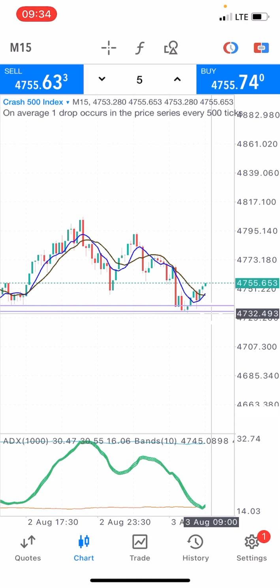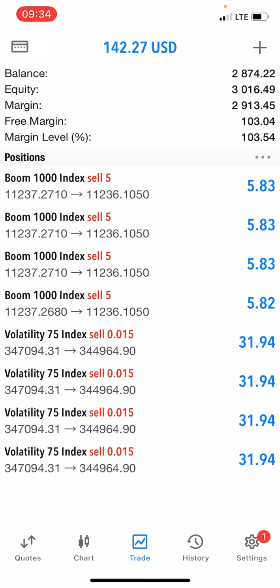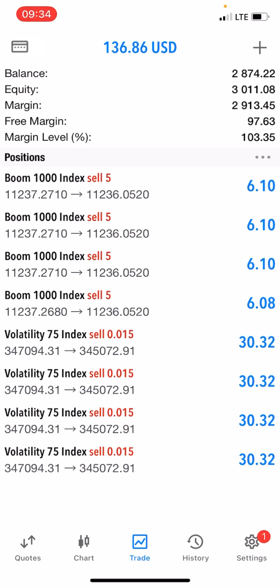I said I was going to show you how this account is doing. Now you see right now, Boom 1000 is on a profit, and this is VIX 75. We are on profit as well, and here is the account. Now it's on the equity of 3000. We are making about 129, 130 this morning.